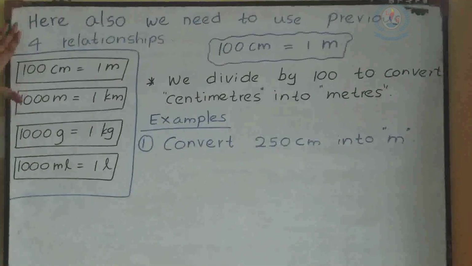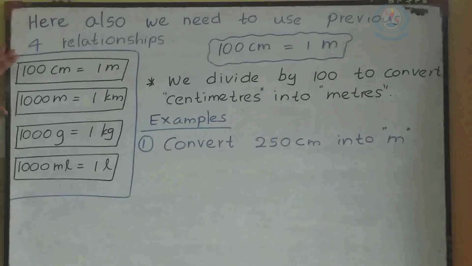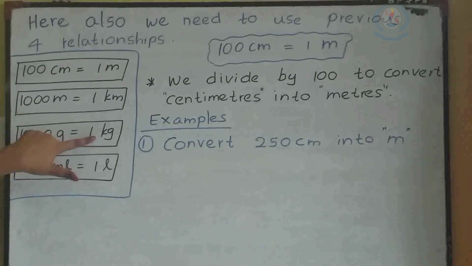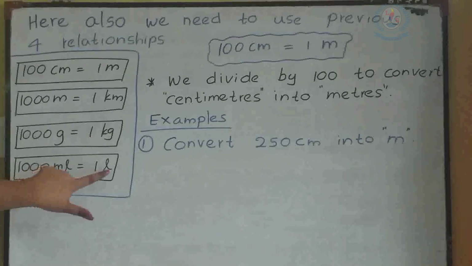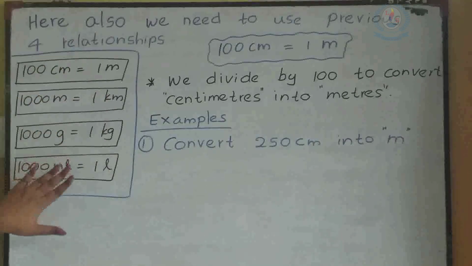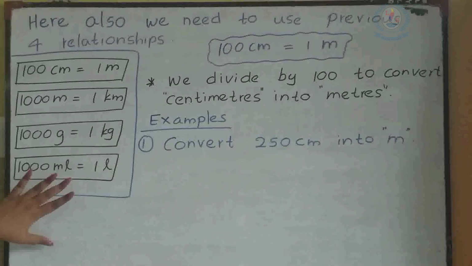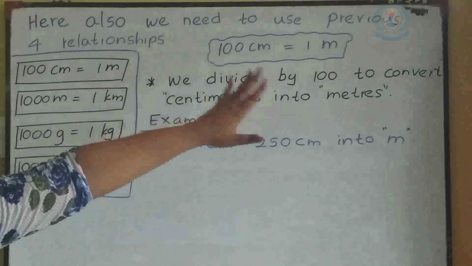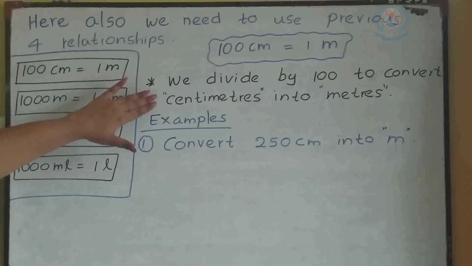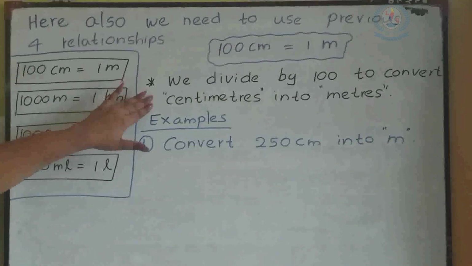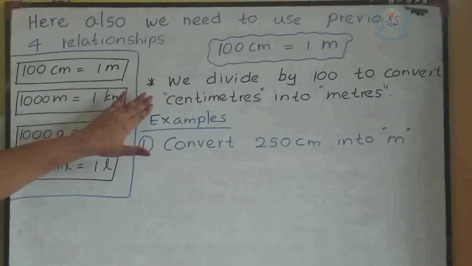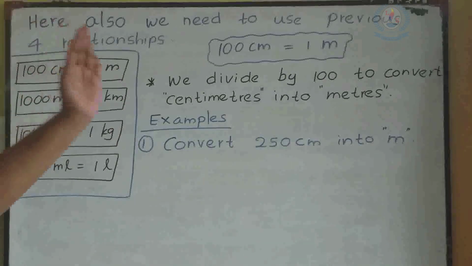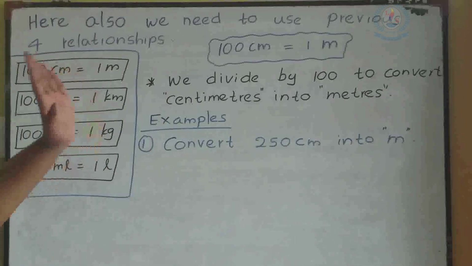Here also we need to use the previous four relationships. Those are 100 centimeters equals 1 meter, 1000 meters equals 1 kilometer, 1000 grams equals 1 kilogram, 1000 milliliters equals 1 liter. I have written all four relationships here. Now I am taking the relationships one by one. First one is 100 centimeters equals 1 meter. We divide by 100 to convert centimeters into meters. As I told you, when we are converting a smaller unit into a larger unit, we use division.